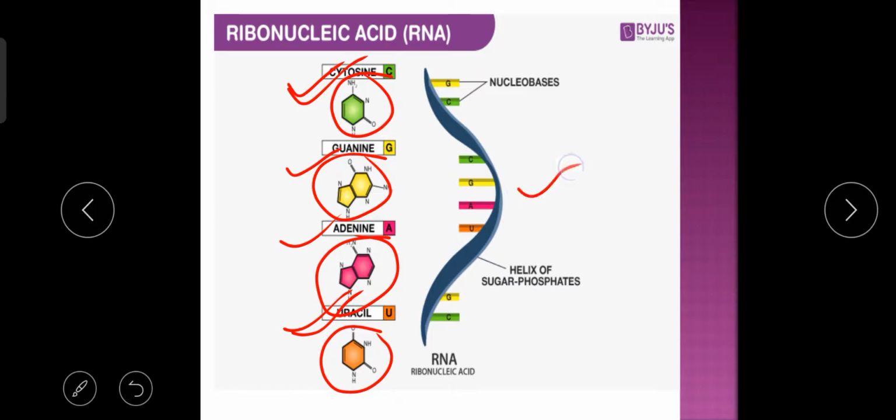And this is the structure of RNA. All these are nitrogenous bases. There is no base pairing here because it is single stranded. So this is the structure of the RNA molecule.